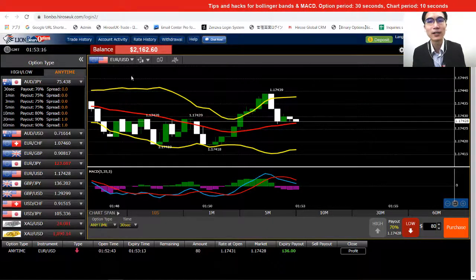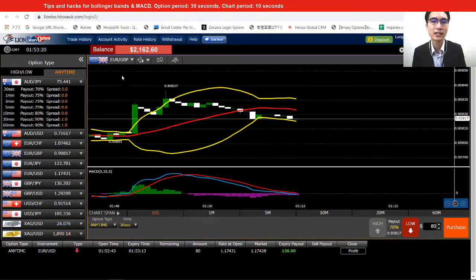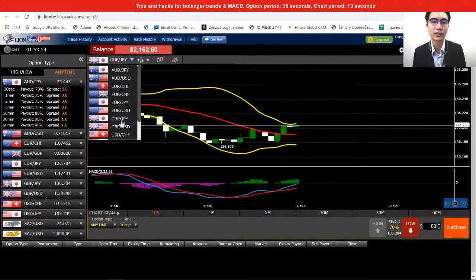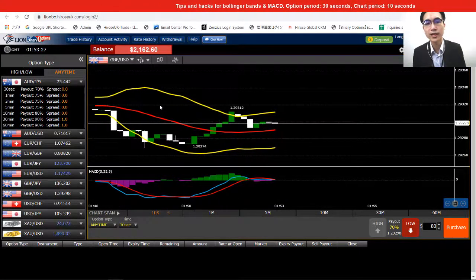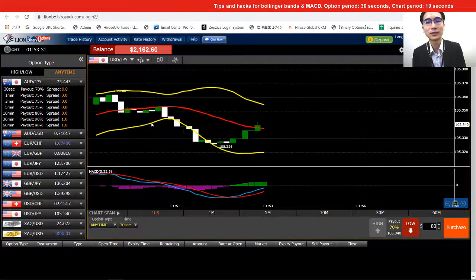So let's do a few more and just browse a bit on the currency pairs, just to give you a rough idea of what a range market is. So you see here.